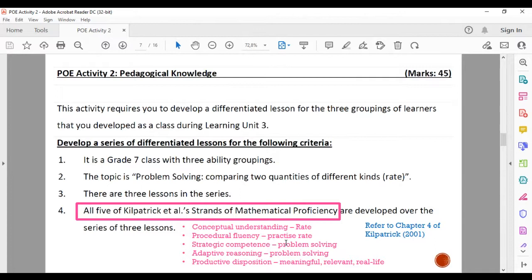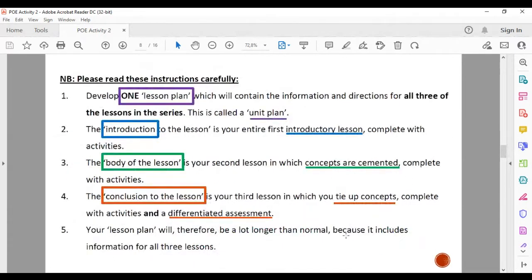And once again, when you are practicing this problem solving and doing problems related to real-life problems, meaningful, relevant problems, you are doing strategic competence, adaptive reasoning, and productive disposition. So you explain that in your lesson. So we are doing one lesson plan, which will contain the information and directions for all 3 of the lessons in the series, and this is called a unit plan.